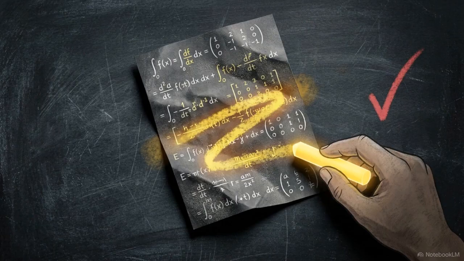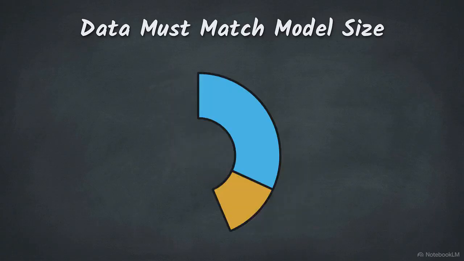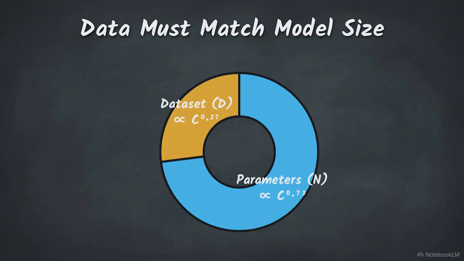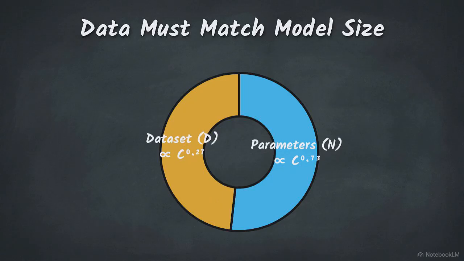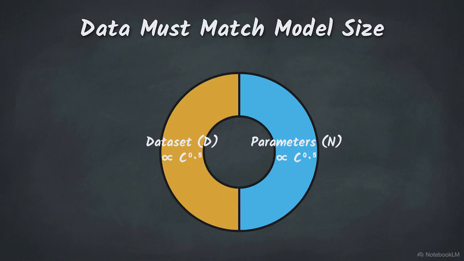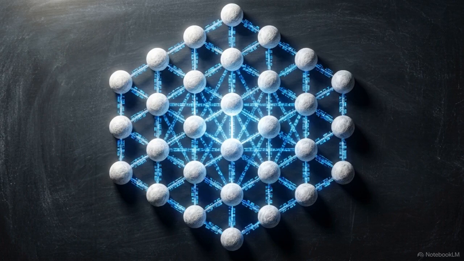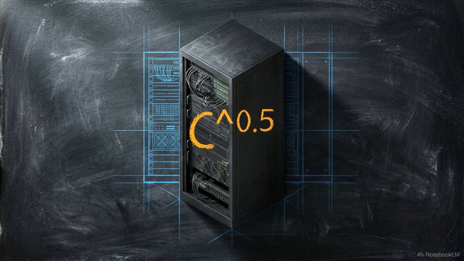In 2022, Hoffmann and the team at DeepMind published Training Compute-Optimal Large Language Models, providing the definitive correction to the scaling error. Their revised analysis showed that model size and dataset size are equally vital. To be compute optimal, parameters and data should both scale at a rate of C to the 0.5. To minimize loss for a given budget, parameter count and dataset size must increase equally. Kaplan correctly identified the predictability of scale, but underestimated the volume of tokens required to properly saturate those parameters.